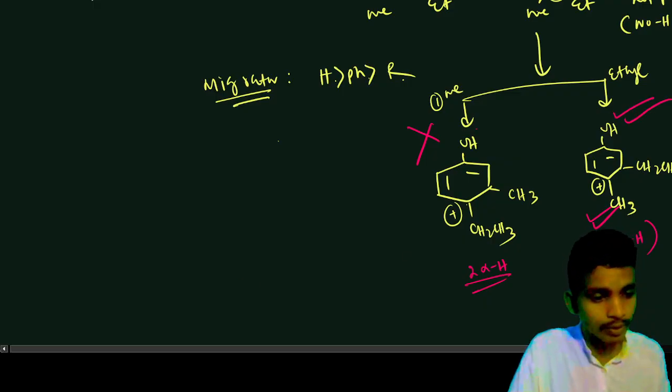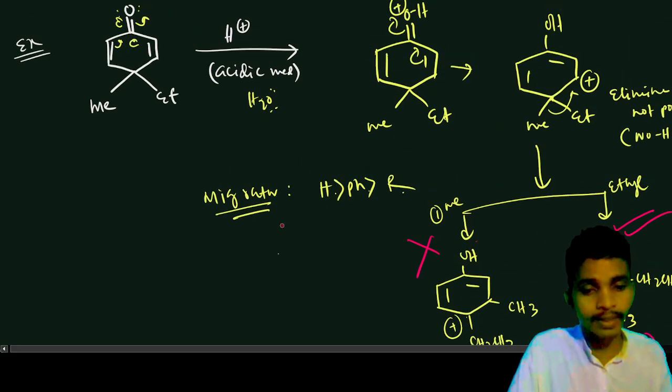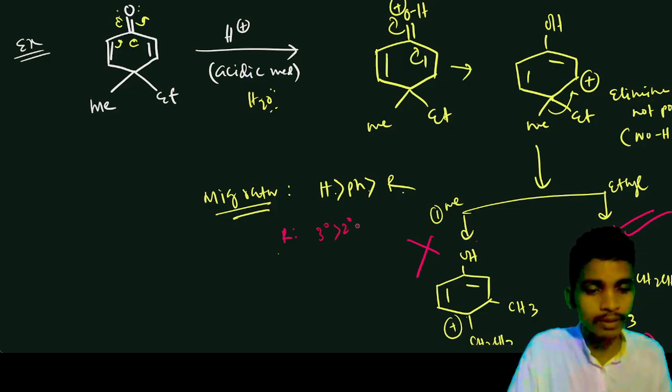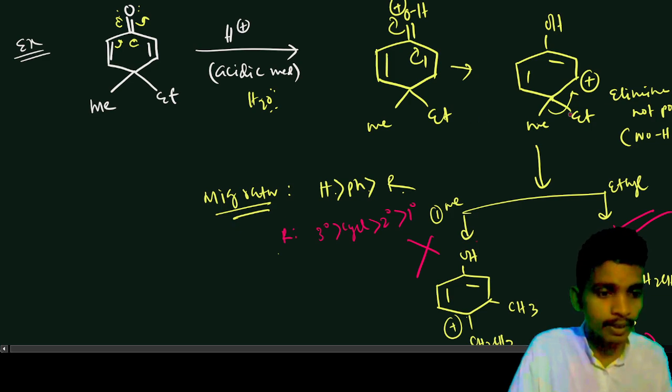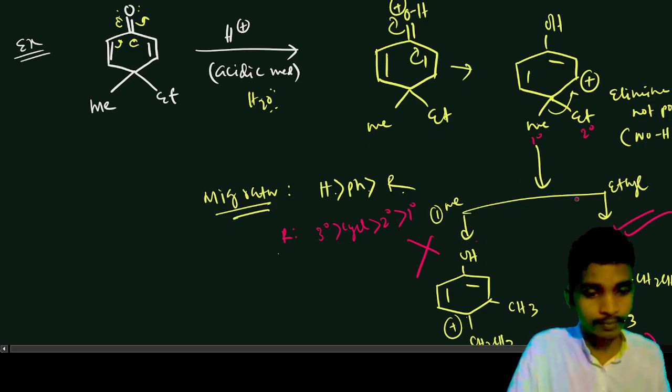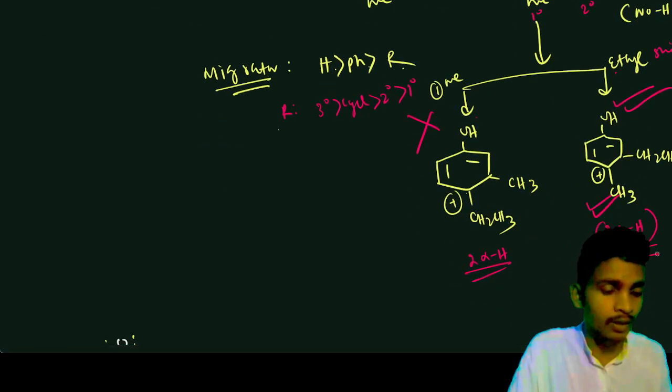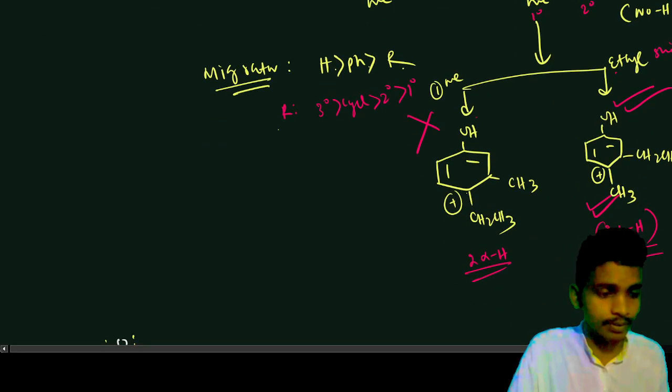The reason is that here that carbon is stabilized by 3 alpha hydrogens. That's what we said for R groups: first 3 degree, then cyclohexane, then 2 degree, then 1 degree. Here we see that this methyl is 1 degree, and this ethyl is 2 degree. That's why the ethyl will shift, not methyl. So this shift will occur. For that reason also, you see that this is stabilized by 3 alpha hydrogens.